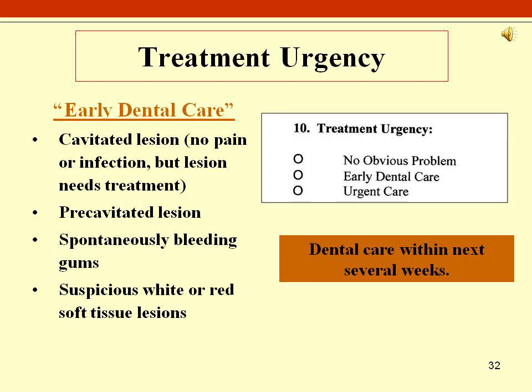When marking early dental care, you are indicating that treatment is needed within several weeks of screening. In other words, the child is not in immediate pain, but some early treatment is probably needed before the next regular dental exam. This slide outlines 4 types of conditions that might require early dental care. These include a cavitated lesion with no pain or infection but needs treatment, a precavitated lesion, spontaneously bleeding gums, or a suspicious white or red soft tissue lesion.